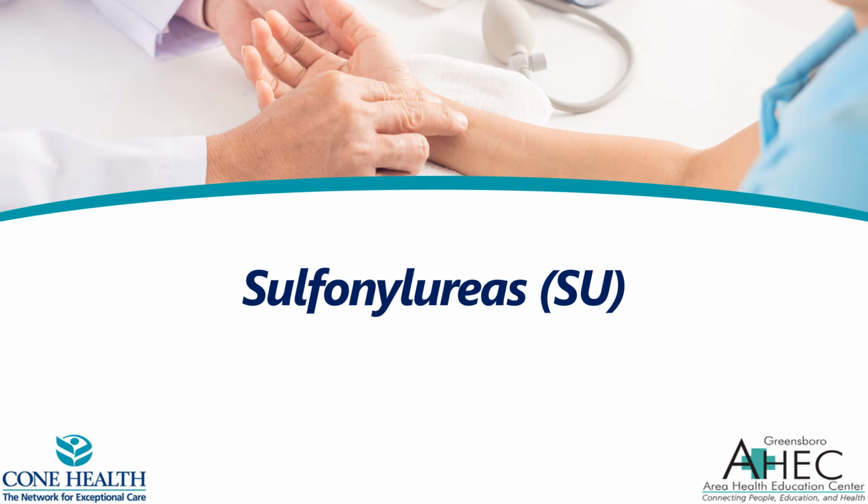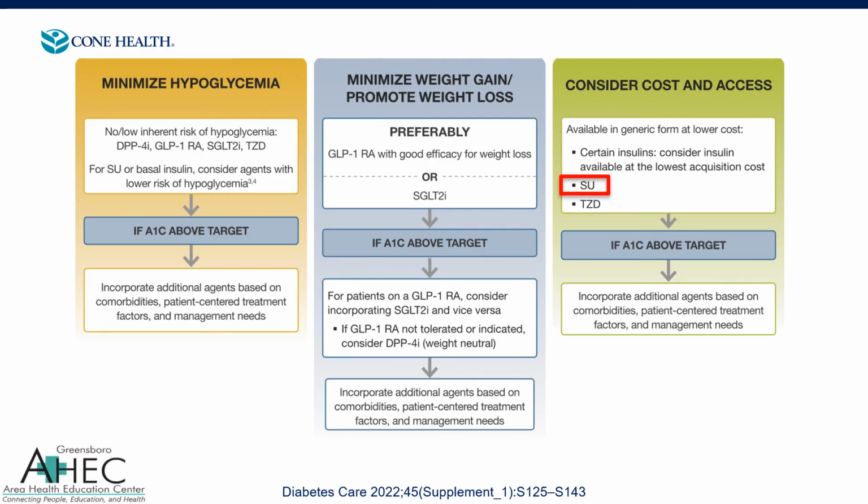Next class we'll talk about is sulfonylureas. As you can see here, sulfonylureas come up under considering cost and access, as they have been on the market a really long time and are very affordable compared to these other agents, which are still brand name only. However, they also have some downsides, including increasing risks of hypoglycemia, so that's why it's not recommended in that category. They also increase the release of insulin, as I'll discuss on the next slide, so they're not helpful for patients that are trying to lose weight or at least stay weight neutral.